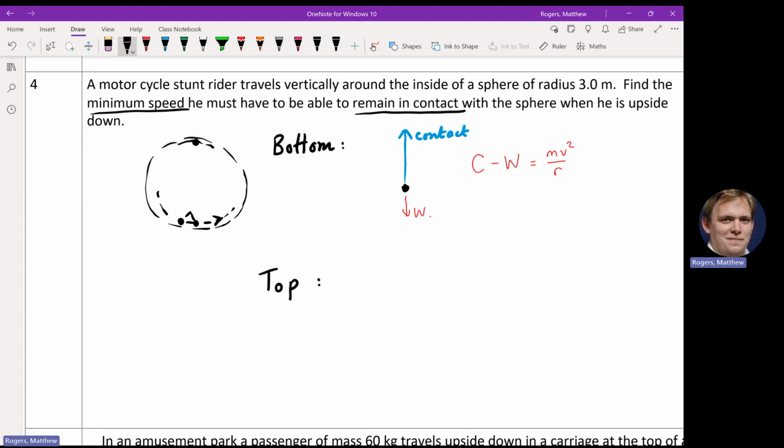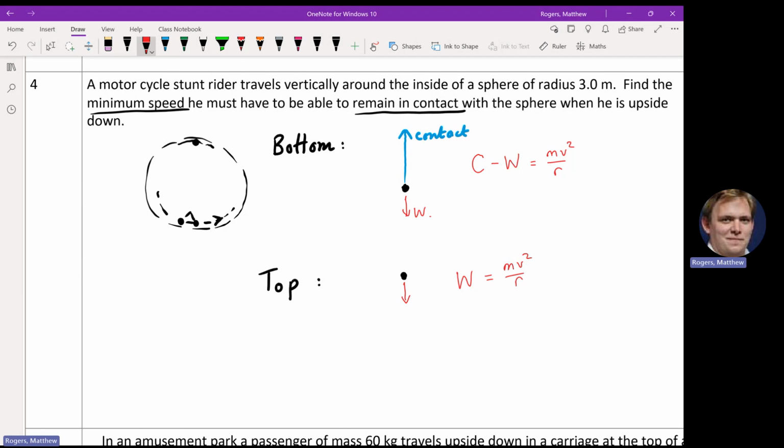If you're going very quickly over the top, the weight force alone is not enough for you to follow this circular path. The weight force isn't big enough to be equal to mv squared over r. So you also need a contact force pushing in this direction. If you slow down, you can reduce the size of this contact force. But the most you can slow down is to the point where the contact force is no longer required. At this point, the weight should be equal to the centripetal force. The weight alone is causing this curvature.